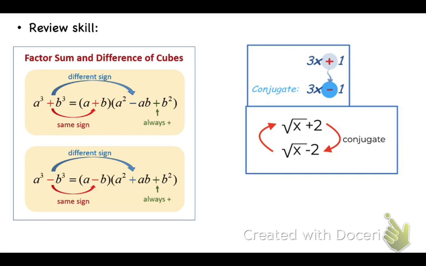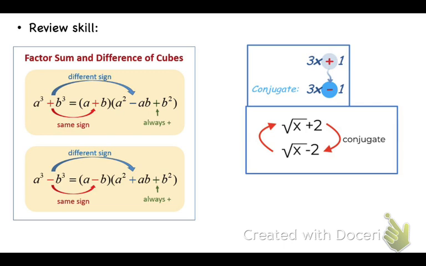You need to remember that if I have the sum of cubes, they factor to the cube root of the first plus the cube root of the second. And then you square the first, multiply the two together, opposite sign, and square the last. Remember doing that pattern? Well, we did a lot.